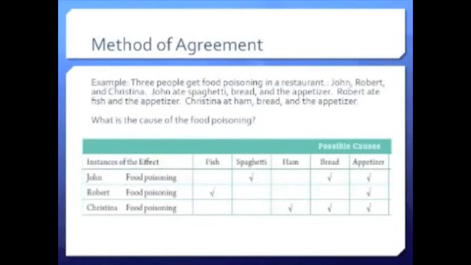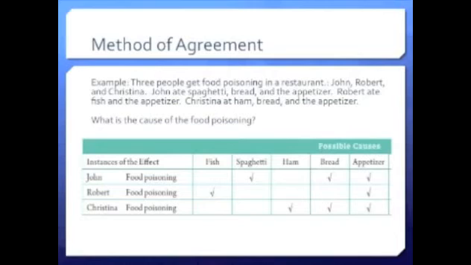So consider this example. In this example, 3 people get food poisoning in a restaurant: John, Robert, and Christina. John ate spaghetti, bread, and the appetizer. Robert ate fish and the appetizer. Christina ate ham, bread, and the appetizer. Now the question is, what is the cause of the food poisoning?